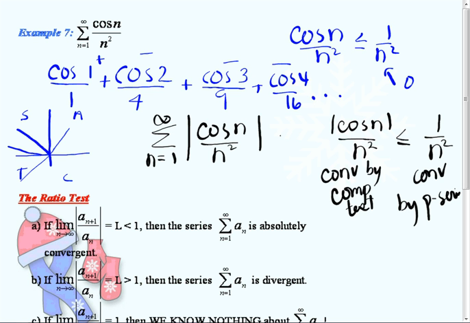If you are on the free response, yes. On the multiple choice in my class, yes, because I want to make sure that you understand what you're doing. And the only way for me to do that is for you to tell me what test you're using. And there's a variety of tests you can use. Okay, since the absolute value converges, then this converges. This is absolutely convergent.